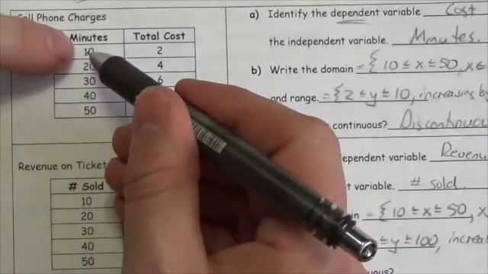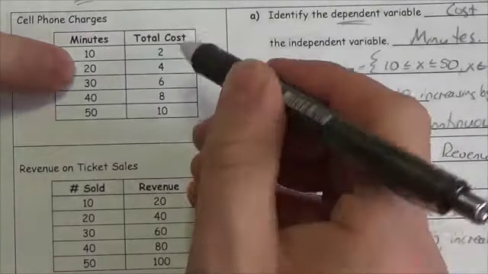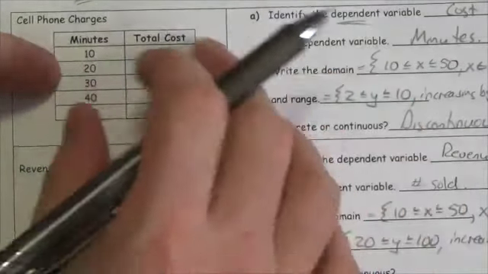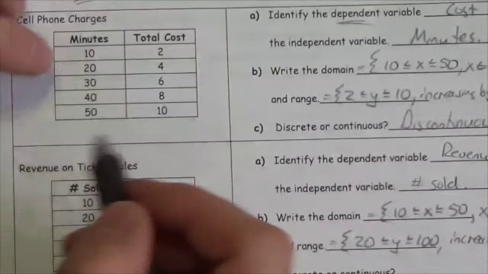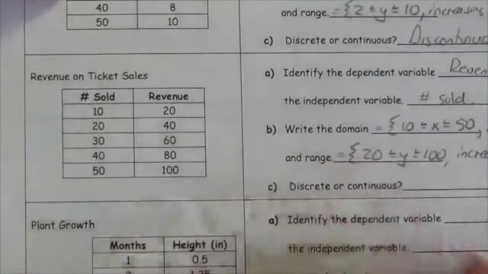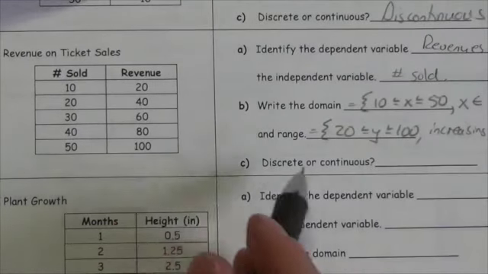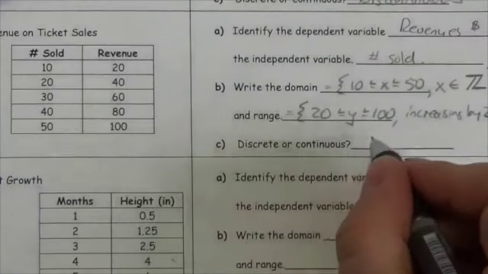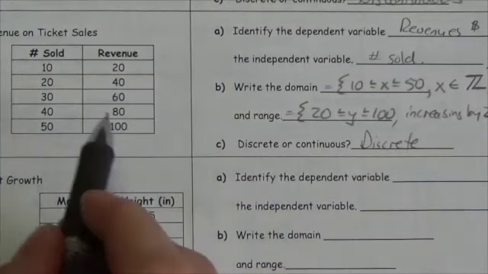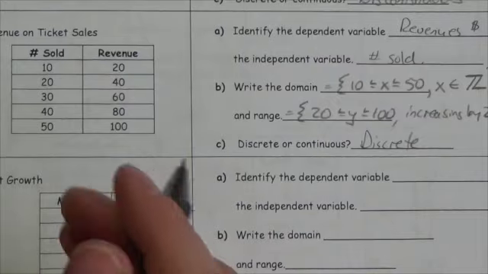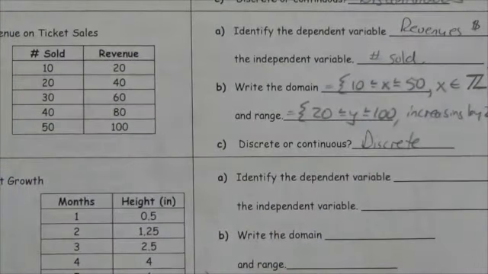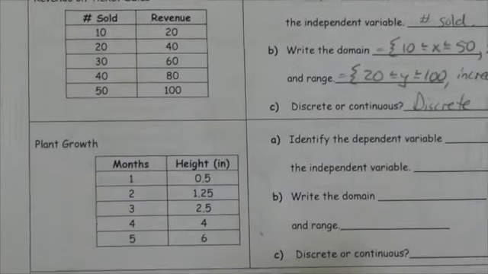Because if I go from 10 to 20 minutes and I'm going up by, well, no, see, the problem with this one here is that you can talk for a fraction of a minute. Down here, you can't buy fractions of a ticket, and so that's why that one worked out a little bit nicer. Is this one here going to be discrete or continuous? It's going to be discrete, because there's no intervals in either one of these things, no intervals of values that you're going to be working over.